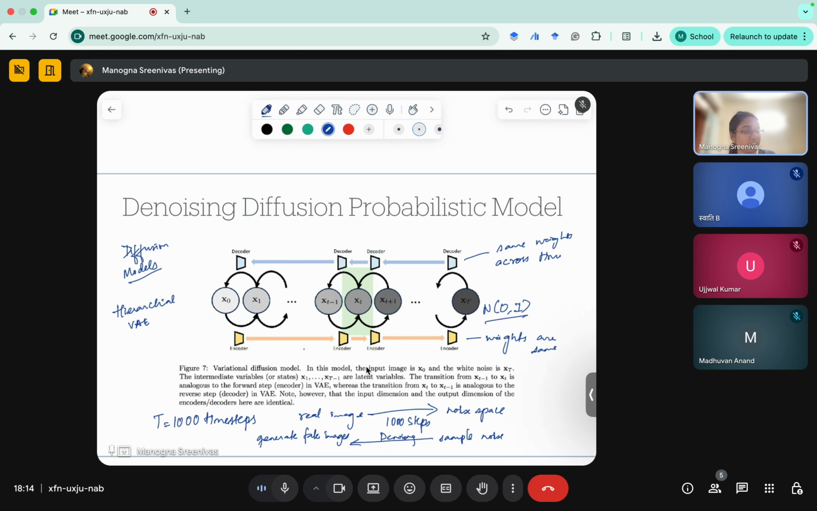So these are all intermediate latents, unlike just z. The last latent, x_T, becomes equal to the z in a VAE. This is a hierarchical VAE at the T-th step, which is at step 1000. So these are all intermediate states or intermediate latents.